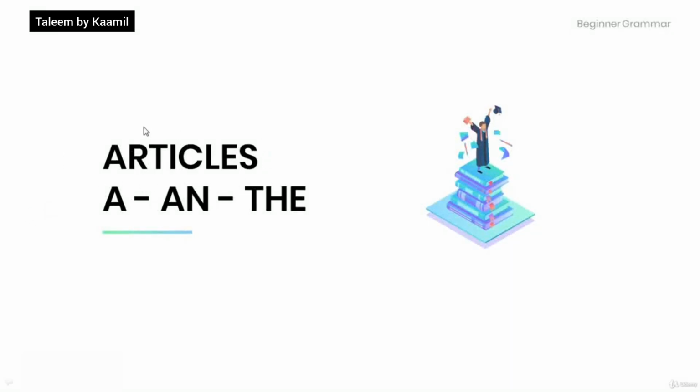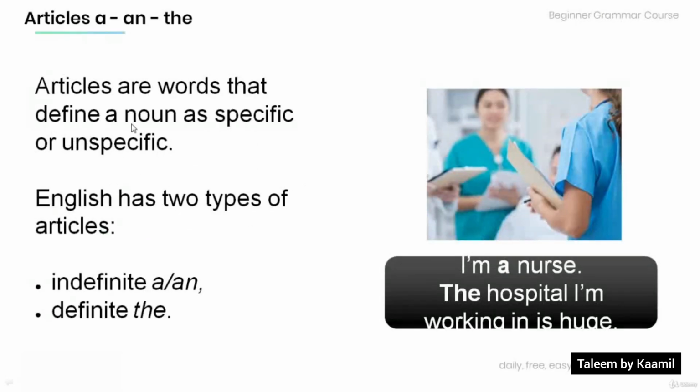Today, we are going to talk about articles: a, an, and the. Let's get started. Articles are words that define a noun as specific or unspecific. Now, in the English language, there are two types of articles. One is indefinite, a or an, and the other is definite, the.